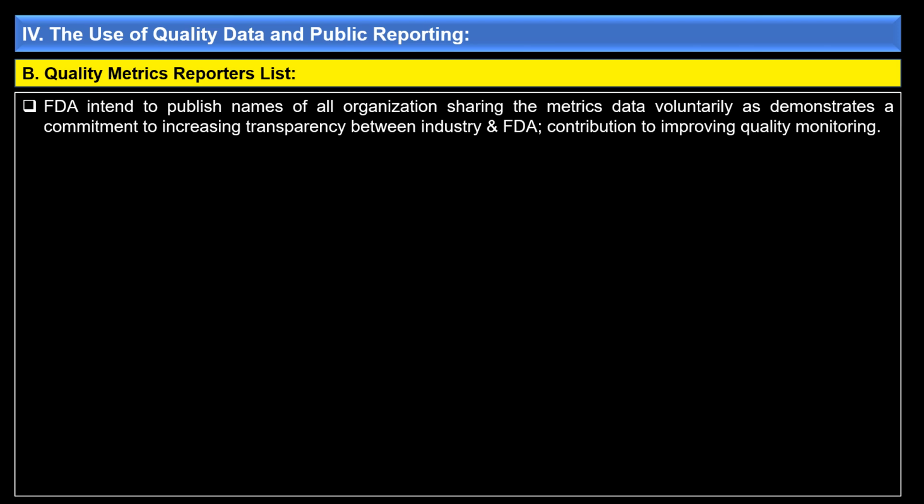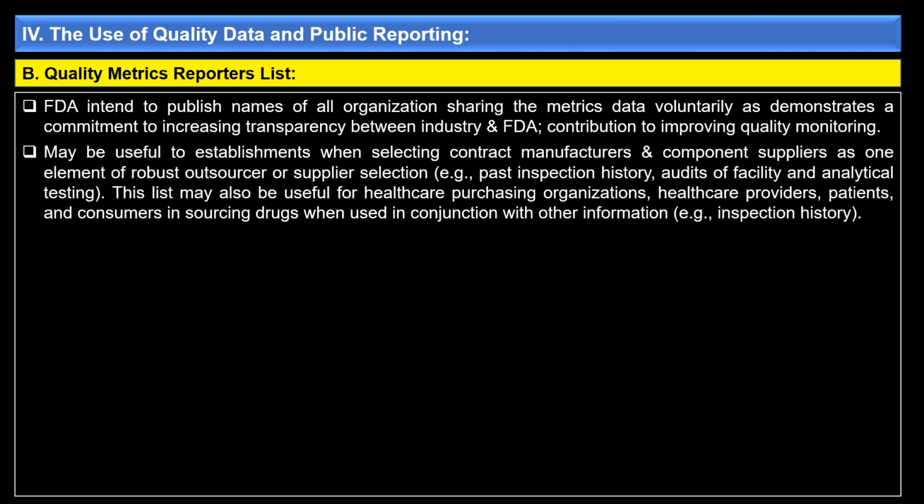The second part is the quality metrics reporters list. FDA intends to publish the names of all the organizations sharing the metrics data voluntarily, as it demonstrates a commitment to increasing transparency between industry and the FDA. This may be useful for establishments when selecting contract manufacturers or component suppliers based on the list, which can give an assurance about the performance of that particular organization. It can also be helpful for healthcare purchasing organizations in sourcing drugs.